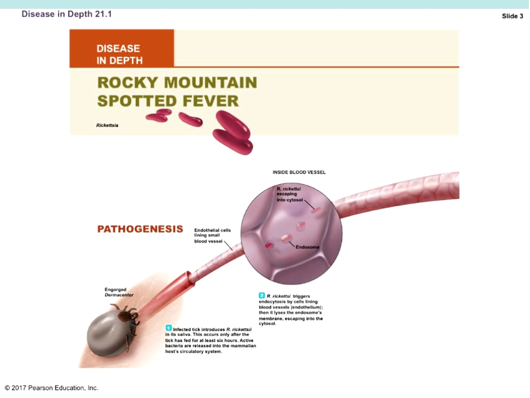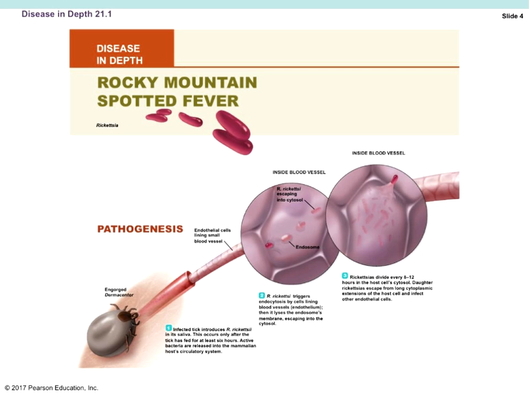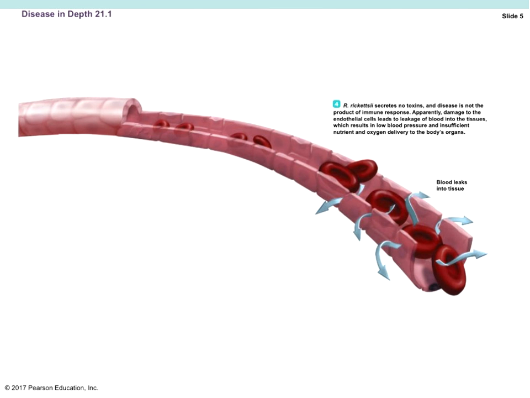So once it's taken into the cell, it lyses the endosome's membrane and is able to escape into the cytosol and reproduce in there. They're going to divide every 8 to 12 hours, so they have a medium length generation time. The daughter Rickettsias escape from the cytoplasm, and then they go affect other endothelial cells. So the new generation is going to go on to affect another group of cells.